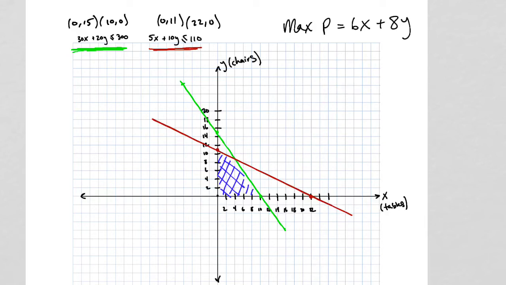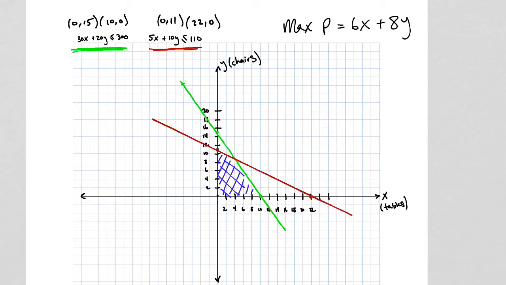Okay, and to finish up our problem, what we're going to do is take the corner points, this corner point, this corner point, this corner point, plug them into the equation and see which one of these corner points gives us the greatest number. That's going to be pretty simple. We're just going to plug these into the equation.